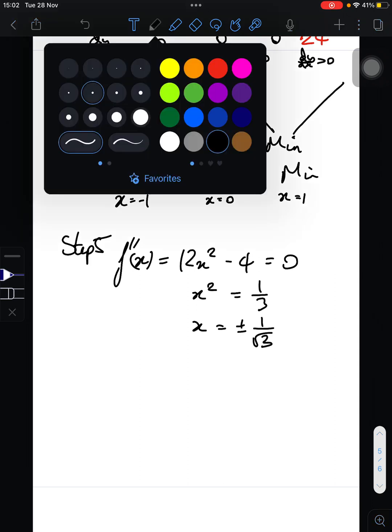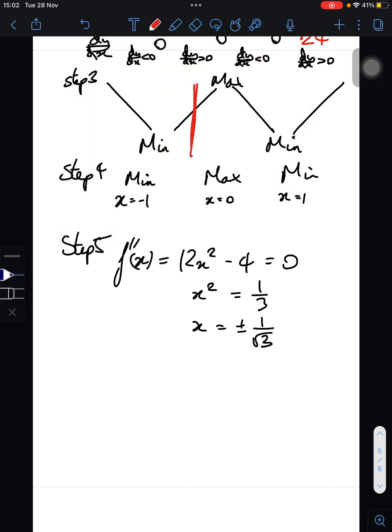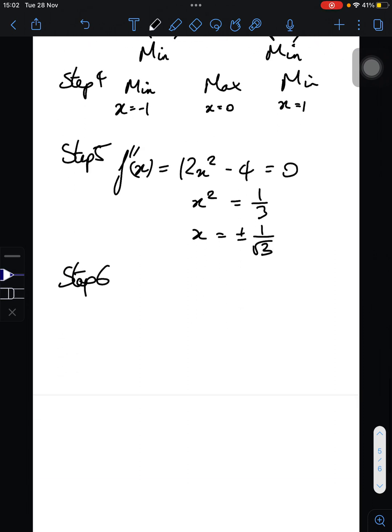Okay, well that kind of makes sense, because at some point here we're going to go from increasing gradient to decreasing gradient, and then at some point here we're going to go back to increasing in our gradients. But let's do that more in step 5. So step 5 here, let's look at our critical points. So sorry, step 6, let's look at our critical points.